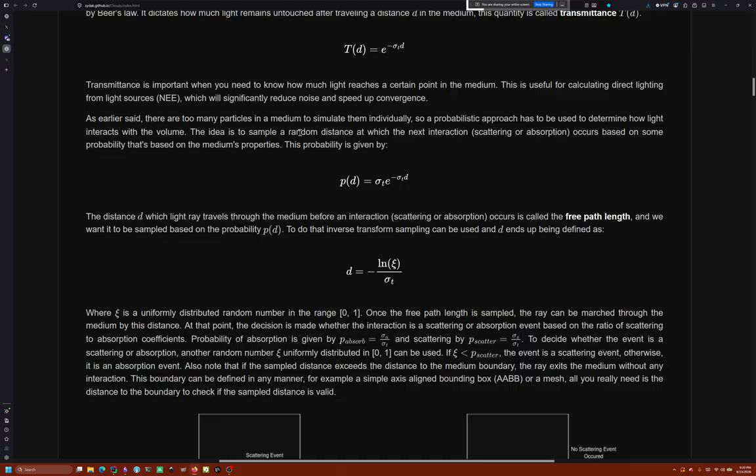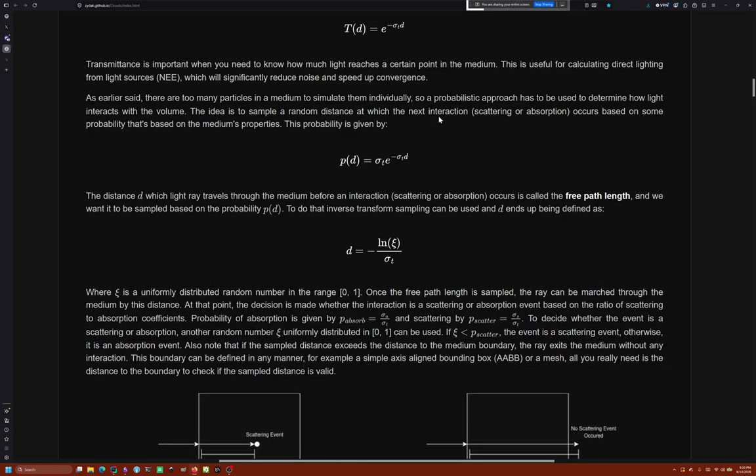Anyway, there are too many particles to simulate individually, so a probabilistic approach is used to determine how the light interacts. The idea is to sample a random distance at which the next interaction occurs based on some probability. This probability is given by sigma t times e to the negative sigma t d. The distance d which the light ray travels through the medium before an interaction occurs is called the free path length.